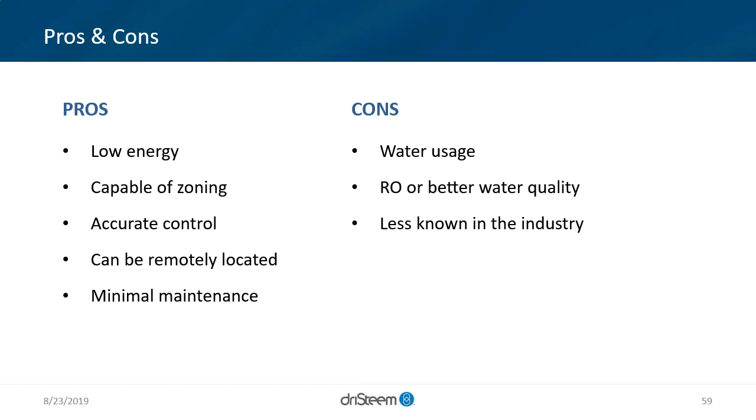HPA is capable of zoning. Again, 1 pump station for up to 16 zones. Accurate control: we're using on-off solenoid valves in those zones and in those stages to really monitor and maintain that RH in that space. Minimal maintenance: again, the pump that we use is a water lubricated pump requiring less maintenance than others on the market. Some cons: it does require RO water.